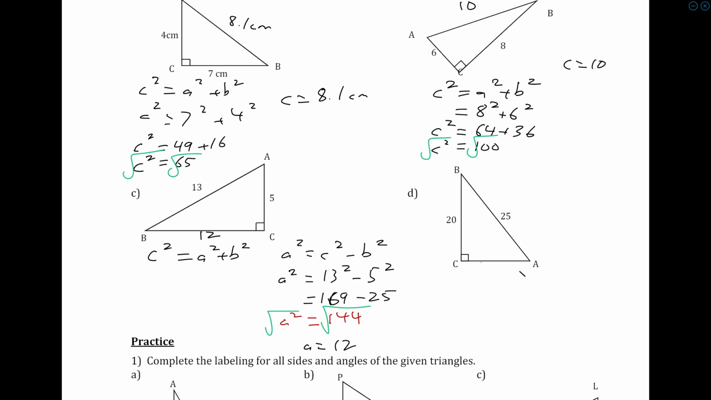Okay, last one. This time I have C again, and I have A. B squared equals C squared minus A squared.